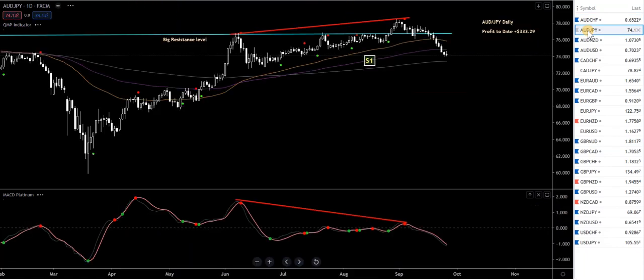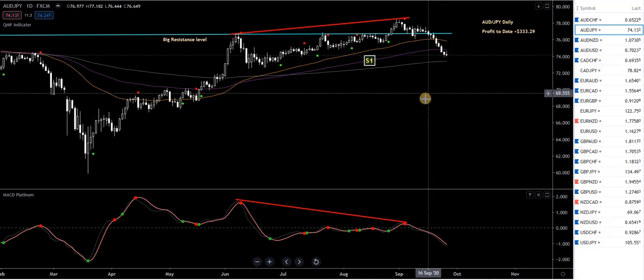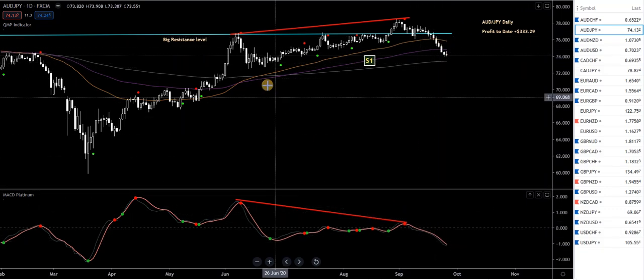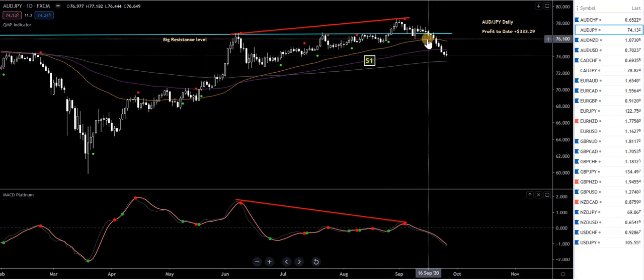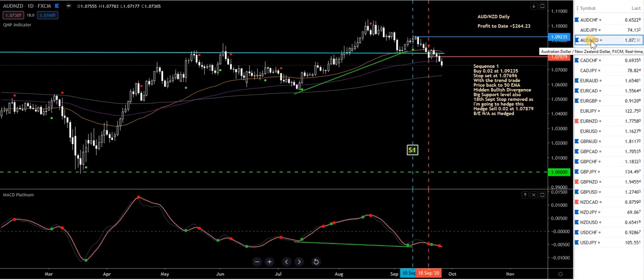So let's move along. Aussie Japanese Yen. I was in a sell up here, probably closed prematurely. No trades at the moment, and as you can see, it would have been a good trade. Yeah, it sort of struggled a bit down here. I got out at break even, but no trades at the moment, so we just have to wait for the next setup.